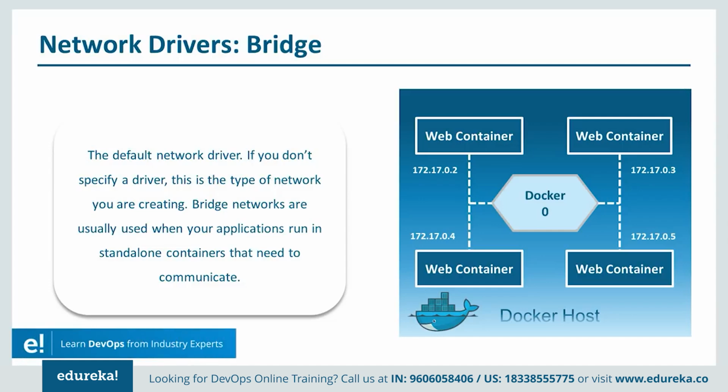So the bridge network is a private internal network created by Docker on the host. All the containers are attached to this network by default. The containers can access each other using this internal IP, and if it is required to access any of these containers from the outside world, then port forwarding of these containers is performed to map the port onto the Docker host. Bridge networks are usually used when your applications run in standalone containers that need to communicate.